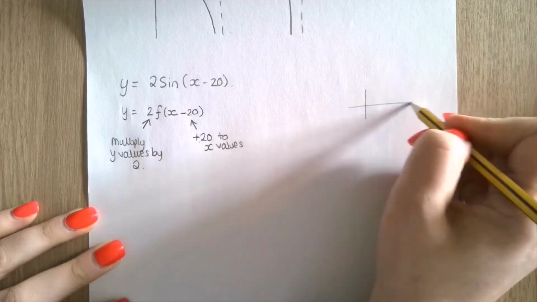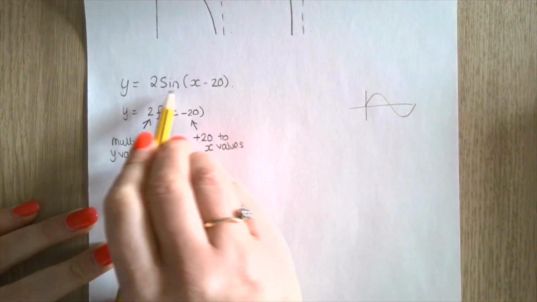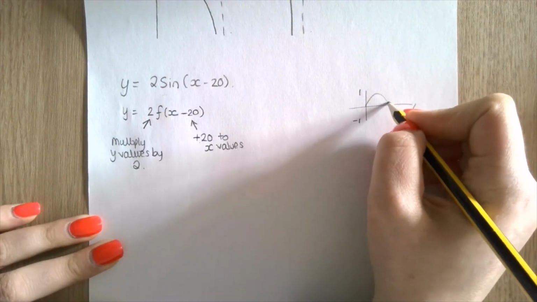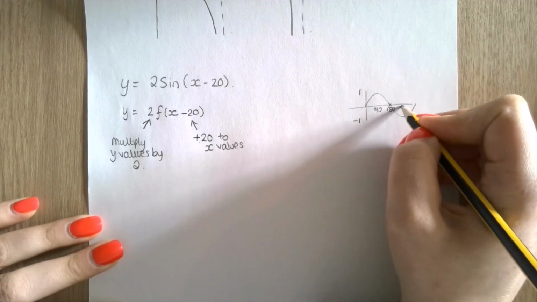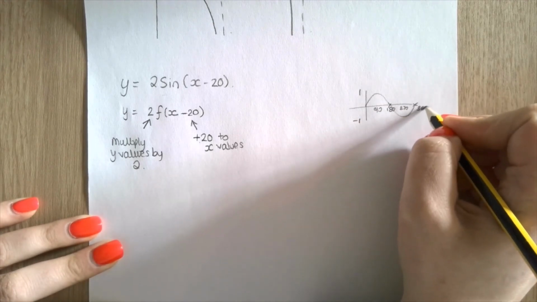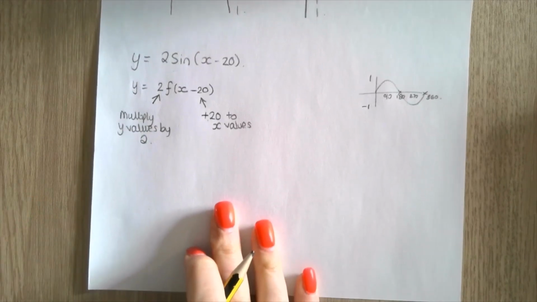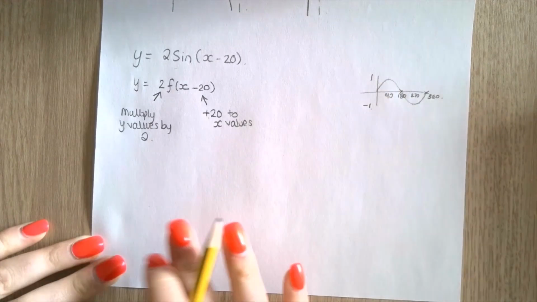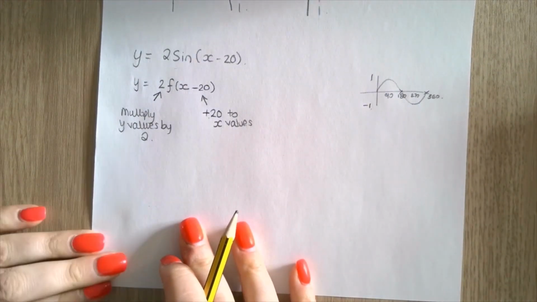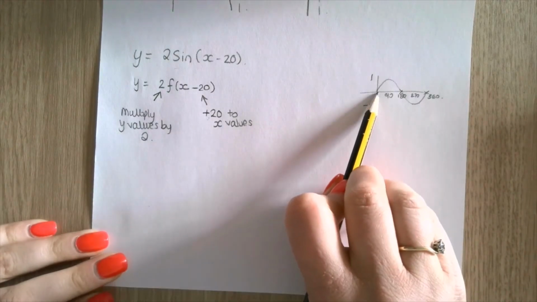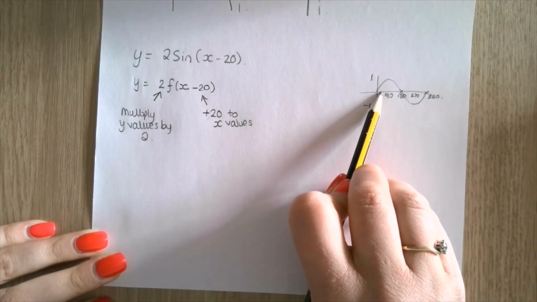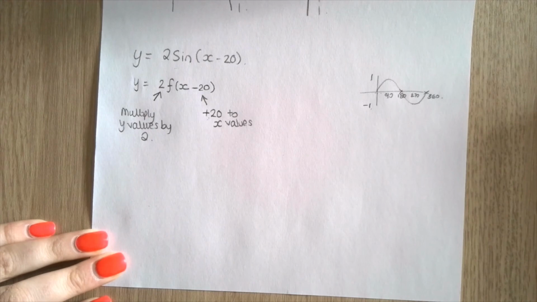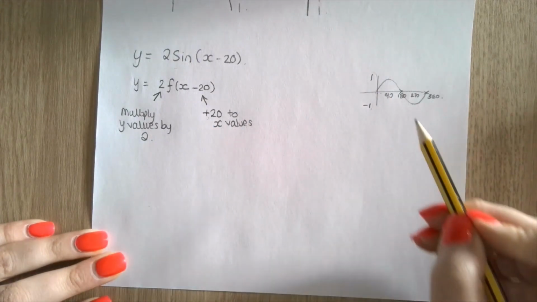So here's my standard sine graph, because that's the base of the function that we are working with. This would be 1 and negative 1, 180, 90, 270 and 360. So we know that the maximum and the minimum points are now going to become 2 and negative 2. We also know that we are going to have to add 20 to our x values. So this 0 here will become 20. The maximum point will move to 110, 2, because my y value I've had to multiply by 2, don't forget.